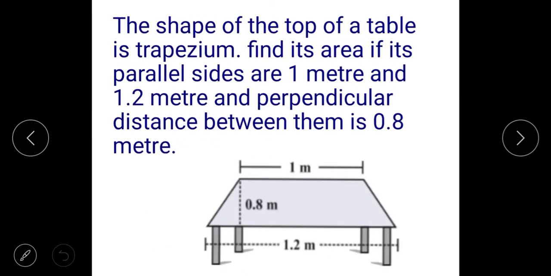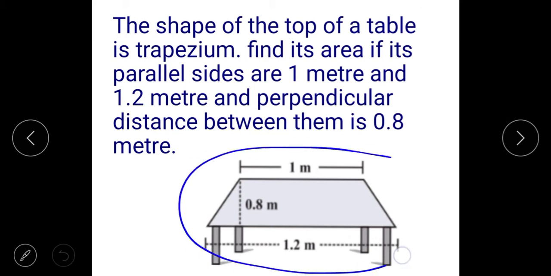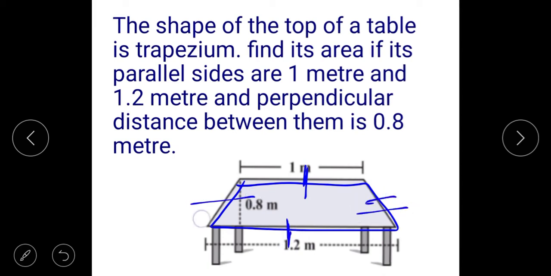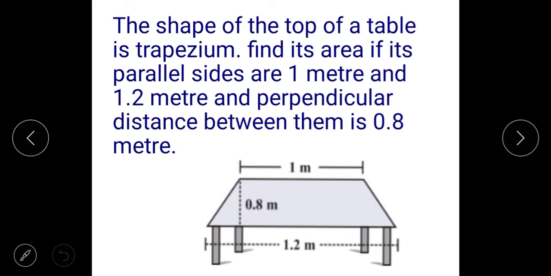Now we will discuss a question based on the trapezium. This is the table in front of you. The shape of the top of a table is a trapezium. See the table, this shape is in the form of a trapezium. This side is parallel to this side and these other two sides are non-parallel. Find its area if its parallel sides are 1 meter and 1.2 meter and the perpendicular distance between them is 0.8 meter.